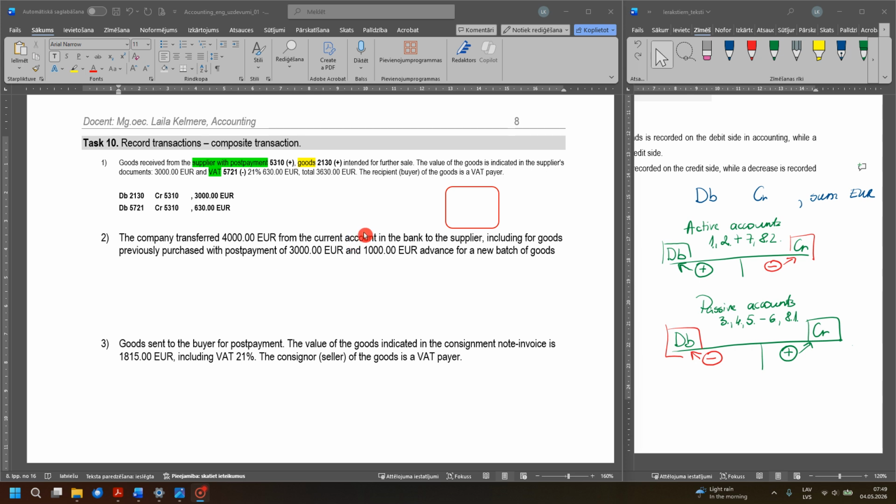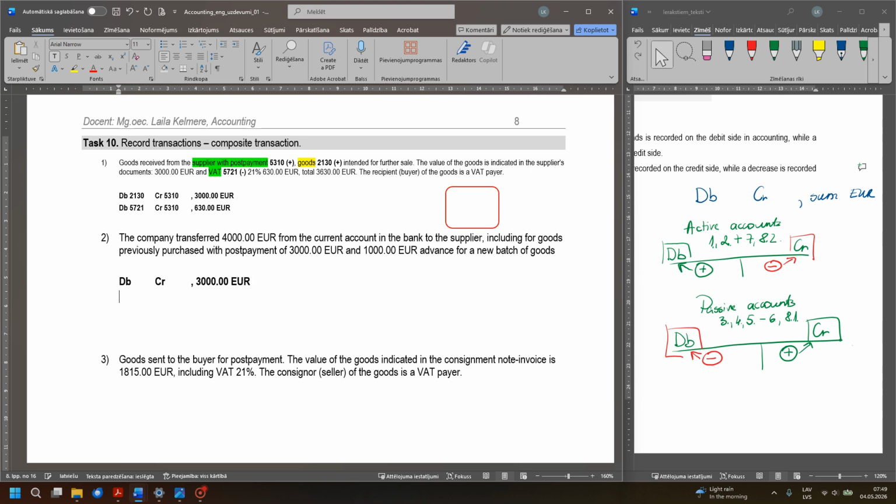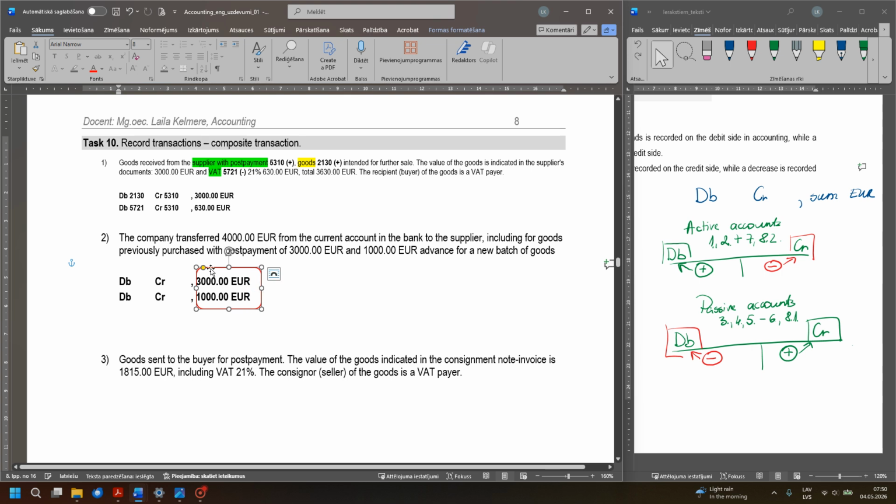So, first, let's build up the debit. Credit, the first amount is 3,000 euros. And the second amount is 1,000 euros. What we know is that in total we paid out 4,000 from the current account.